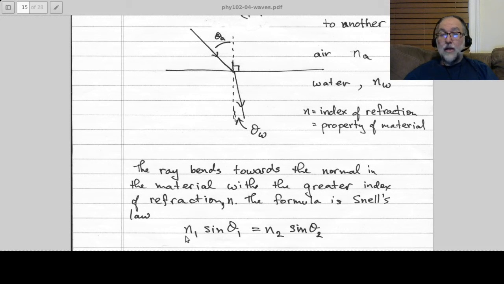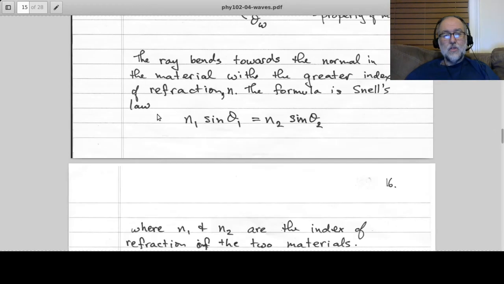Okay, where n1 is the index of refraction in material 1, and theta 1 is the incident angle in material 1. Okay, and n2 is the index of refraction in the second material, and theta 2 is the angle in the second material. Okay, so this is known as Snell's law, and it basically relates all of these quantities here.